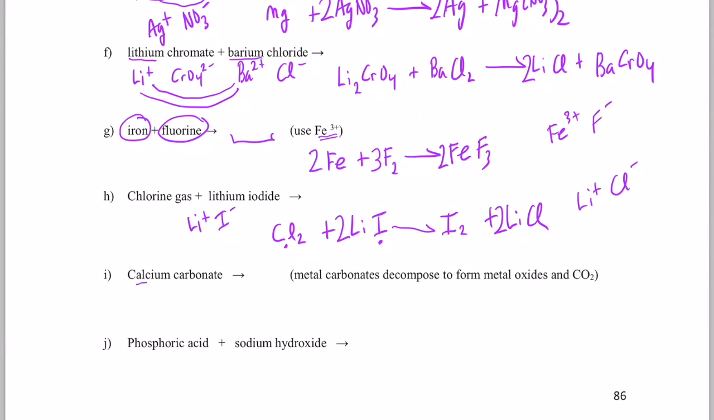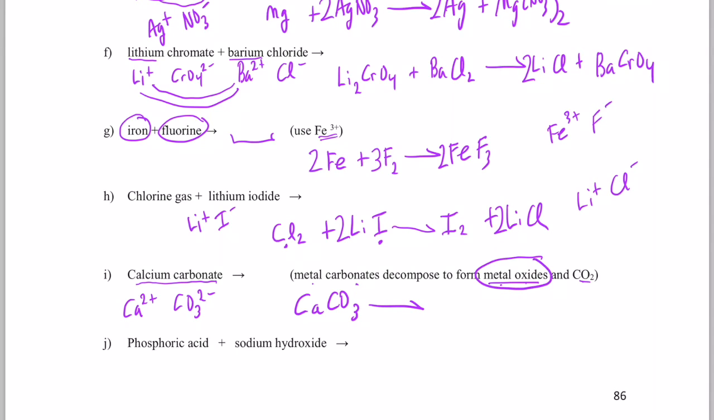This next one is a decomposition reaction. Do you see how I just start with one thing on the reactant side? Calcium carbonate. And then I tell you that metal carbonates, and calcium carbonate is definitely a metal carbonate, they decompose to form metal oxides, so calcium oxide in this case, and carbon dioxide. So let's see if we can write this. Calcium is 2 plus. Carbonate's a polyatomic. It's pretty common. It's CO3 2 negative. So my reactant is CaCO3.